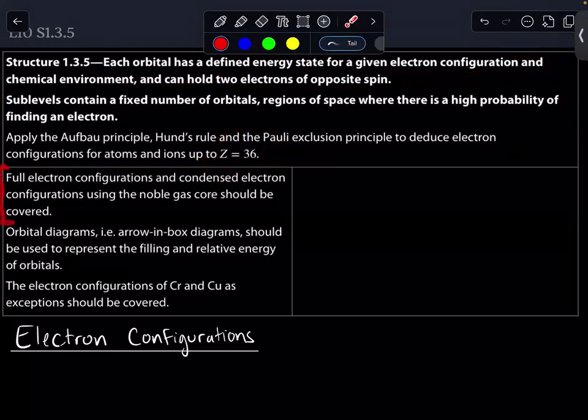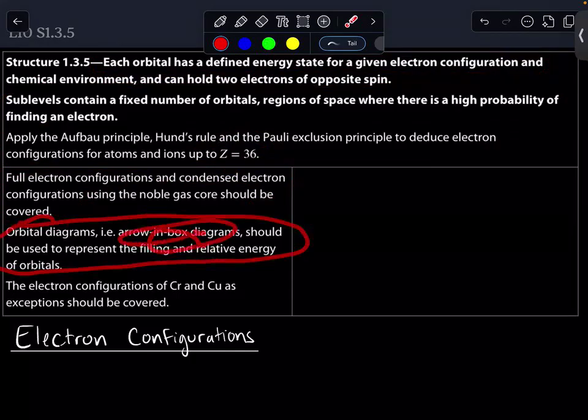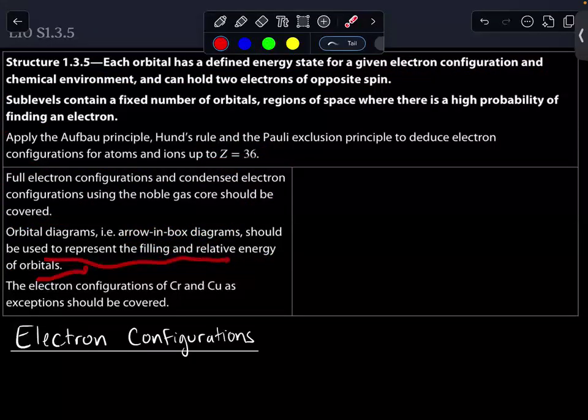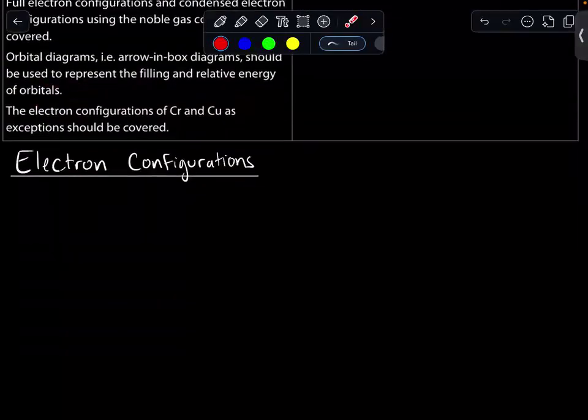Full electron configurations and condensed electron configurations using noble gas should be covered. We'll cover that. We should be able to draw orbital diagrams, arrow in box diagrams is another name for them. And we should be able to represent the filling of relative energy of orbitals. And lastly, we're going to cover the exceptions, chromium and copper, of the Aufbau principle. So with that said, this is going to be a little bit of a longer lesson, but let's jump in.